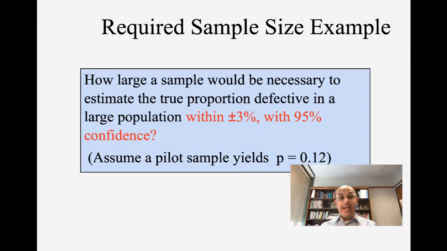So how large a sample would be necessary to estimate a true proportion defective in a large population within plus or minus 3% with 95% confidence? Assume that the sample holds a p equal to 0.12.